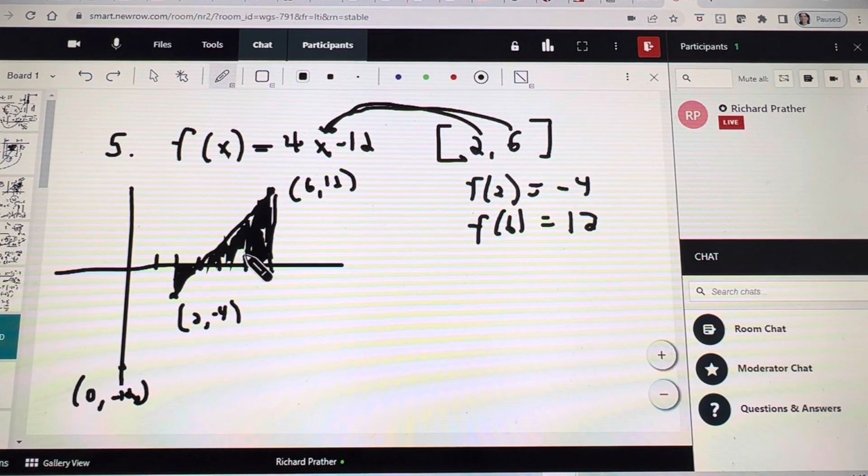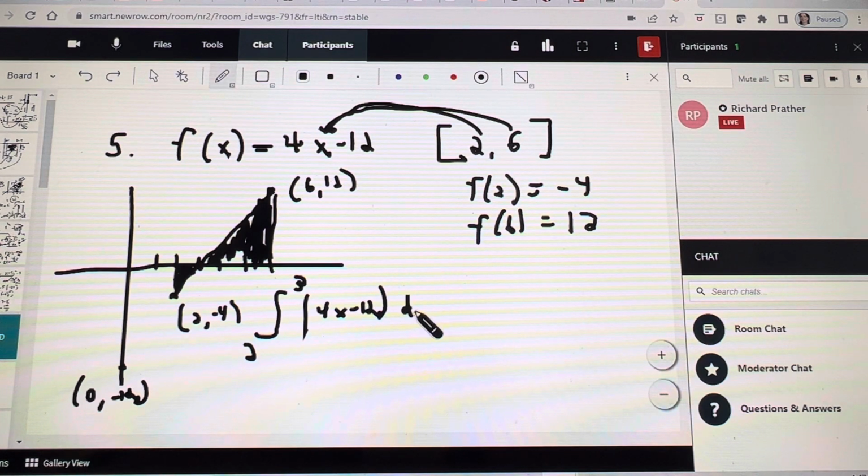When that occurs, you have to do these definite integrals separately. I need to do a definite integral from 2 to 3, because that's where it touches the x-axis, of the original function. And then just like in geometry, if you have separate areas, you can add separate areas together. So then I can do another area for 3 through 6 of the function.